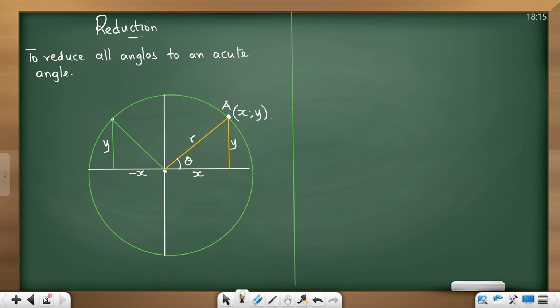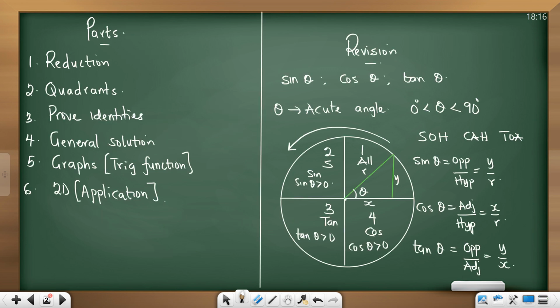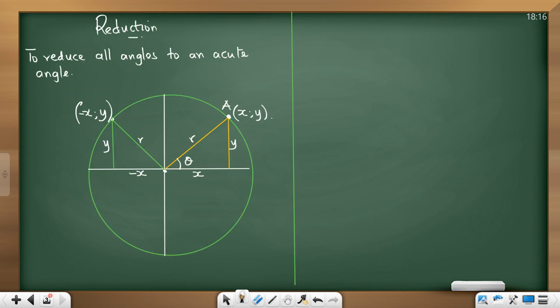Now, what is the coordinate of this point? My x is negative and my y is positive, but the radius of the circle is never negative. Please put something here for me, that r is always greater than 0. That is, r is always positive. Just put that note there. R is always what? Positive. R is never negative. So we have that.